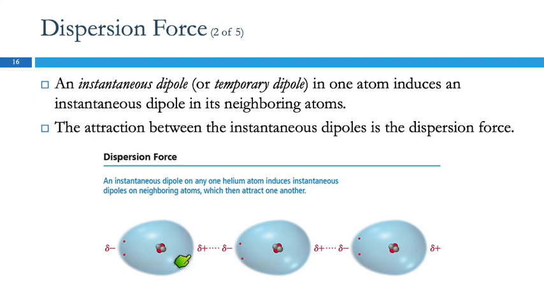This now has a positive end, and if there's a neighboring molecule, the electrons in that neighboring molecule are going to be attracted to that positive charge. And so that will cause this atom to also be a little bit lopsided, and we'll get this force of attraction. So this spontaneous dipole is going to induce a dipole in a neighboring atom. And then that can induce a dipole in the next atom. And so we have this force of attraction here, and that's called the dispersion force.